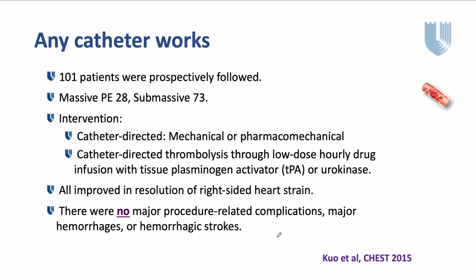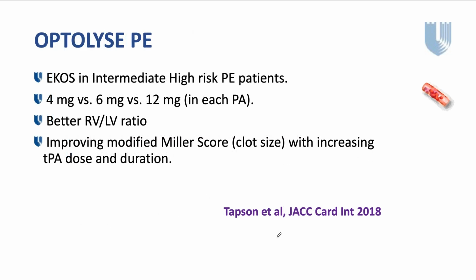The PERFECT study was a nice study that shows not necessarily that the EKOS catheter is what we should look for, where the institutional comfort and the operating interventionalist is what determines the right thing to be done. This study showed no major procedure-related complications, hemorrhages, or hemorrhagic strokes, and all had significant improvement of right-sided heart strain with mechanical or pharmacomechanical catheter-directed interventions with or without small doses of thrombolytics.